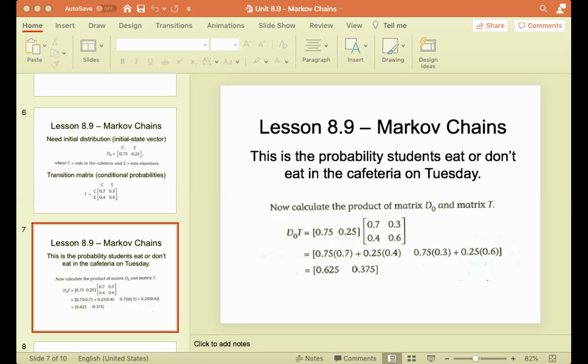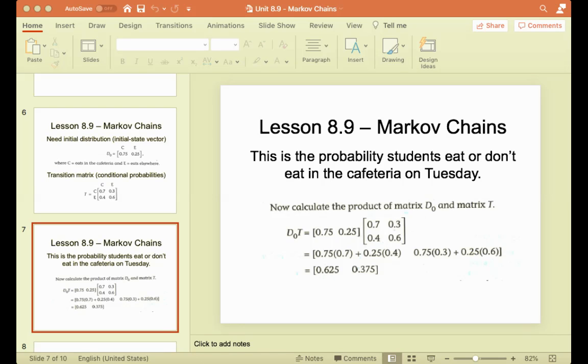Right? What if I raise it to a second power? Okay, then this would be Wednesday's number. If I had it to the third power, so Tuesday, Wednesday, Thursday, Thursday is going to be the third power. So this is what's happening on the third day. And then if I did it to the fourth power, that's what should happen on Friday. Okay, so the 0.573 and 0.4. So 57% of students will eat on Friday. 43% of students will not eat in the cafeteria on Friday.